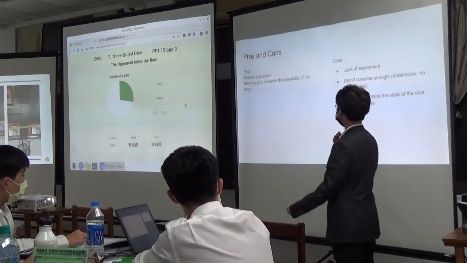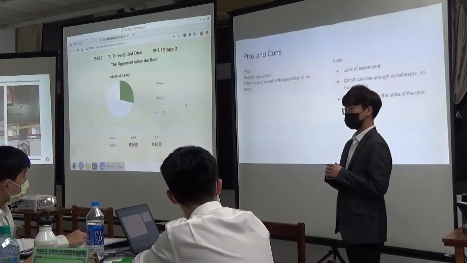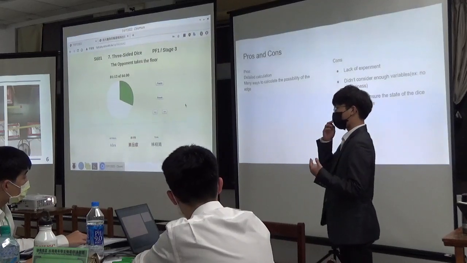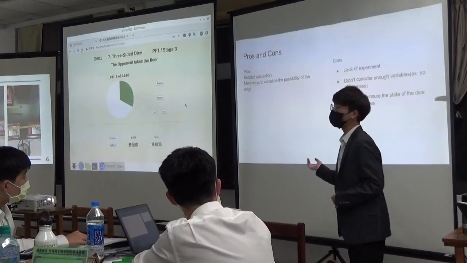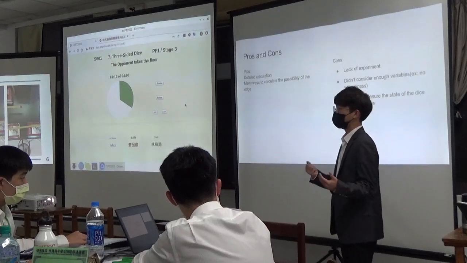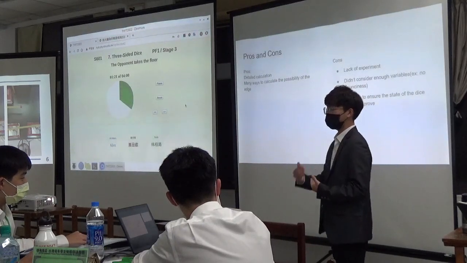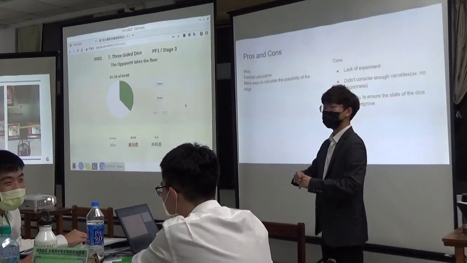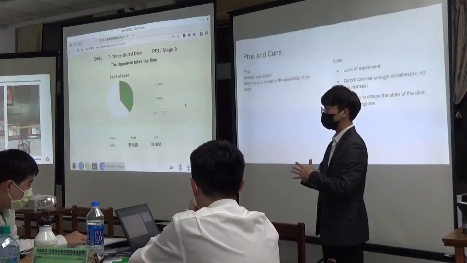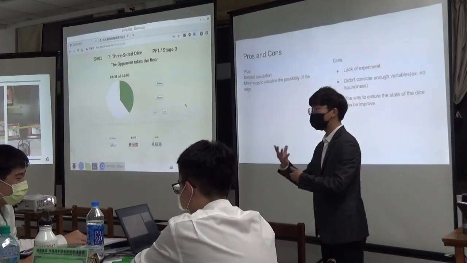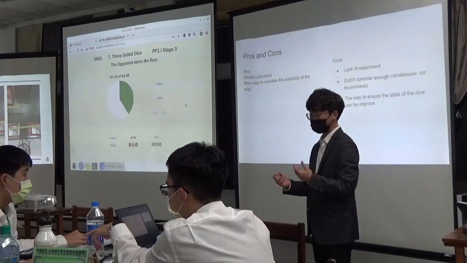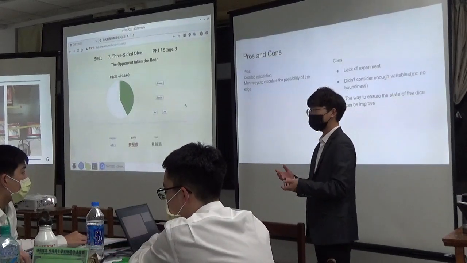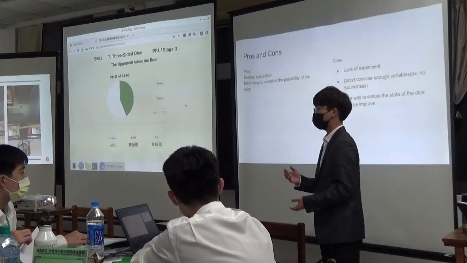Now let's talk about some cons. Since this topic is basically about probabilities, I believe we will need a massive amount of experiments. Because it's about probabilities, you need a lot of experiments to make sure that every probability of this dice landing on each side is equal. If you only throw this dice like 10 times, it might not be accurate enough.